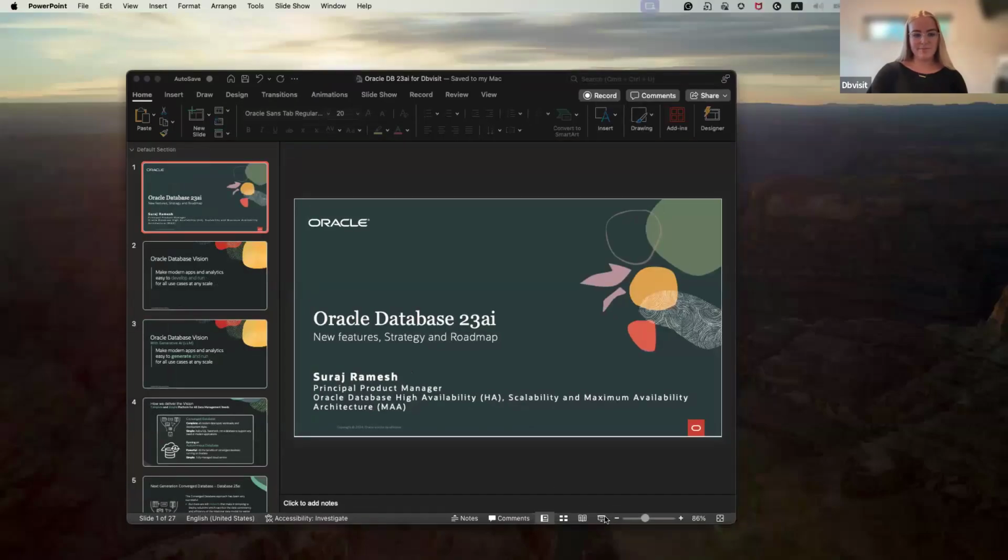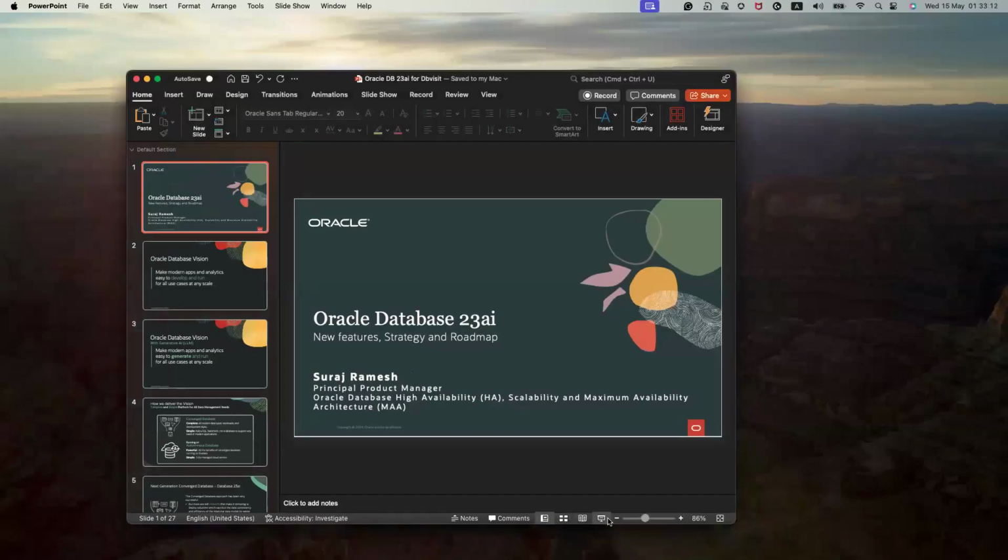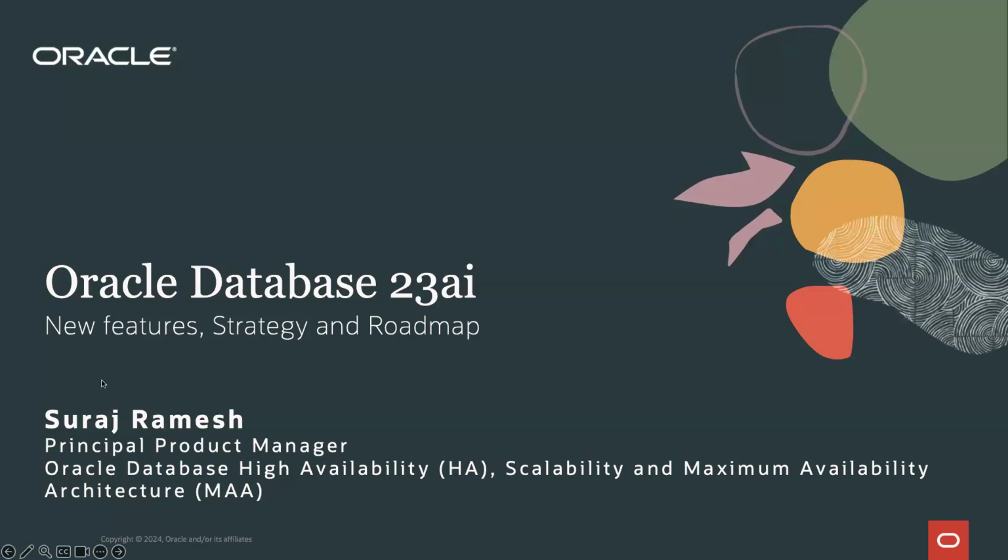Thank you. Okay. Yeah, thanks, Seren. Hello, everyone. This is Suraj Ramesh. I am one of the product managers here at Oracle. I represent the Oracle Database Maximum Availability, Scalability, and HA product management team. And I'm also one of the product managers for the full stack DR service as well.